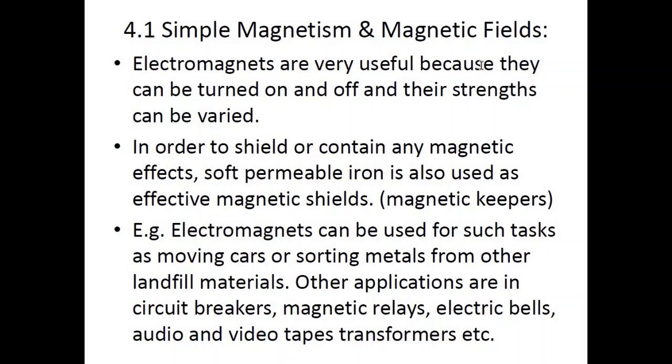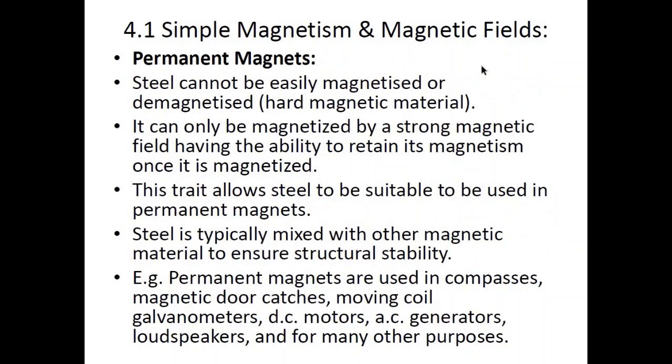In order to shield or contain any magnetic effect, soft permeable iron is also used as an effective magnetic shield. Electromagnets can be used for such tasks as moving cars or sorting material at landfill sites. Other applications are in circuit breakers, magnetic relays, electric bells, audio and video tapes, transformers, your hard disk drive, etc.